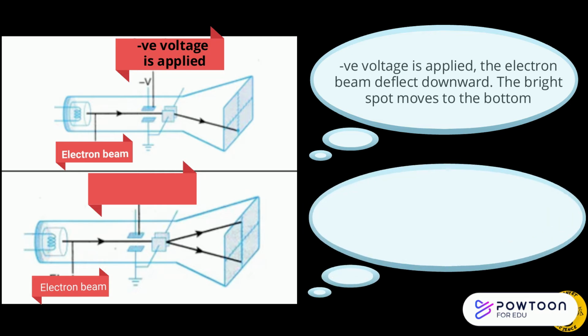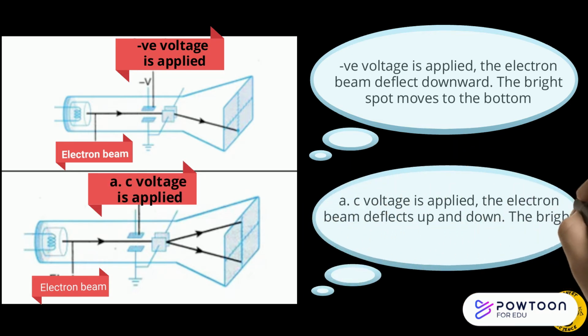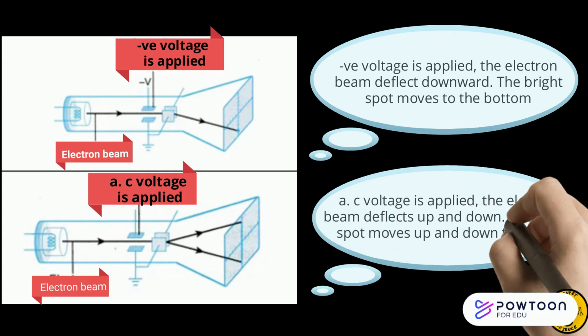From the last figure, the AC voltage is applied. The electron beam deflects up and down. The bright spot moves up and down to form a bright vertical trace on the screen.